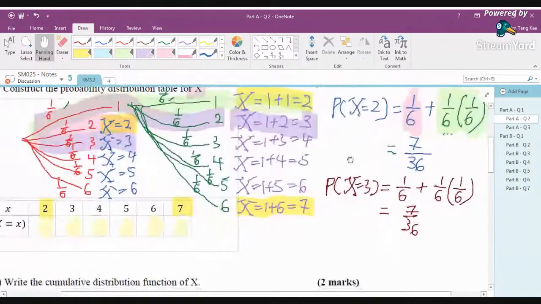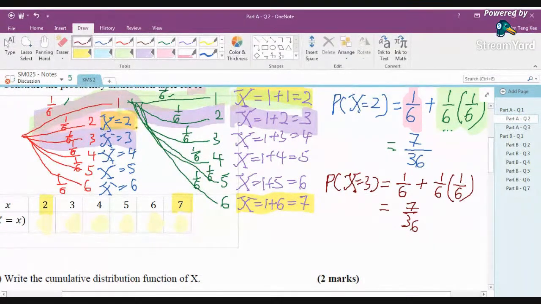And you happen to find out now, the same way of calculation will occur from the value of x equals 2 until x equals 6, because you find out that from x equals 2 until x equals 6, it happens to occur in 2 situations. Therefore, in the table here, we will have, starting from x equals 2, 7 over 36, until x equals 6.